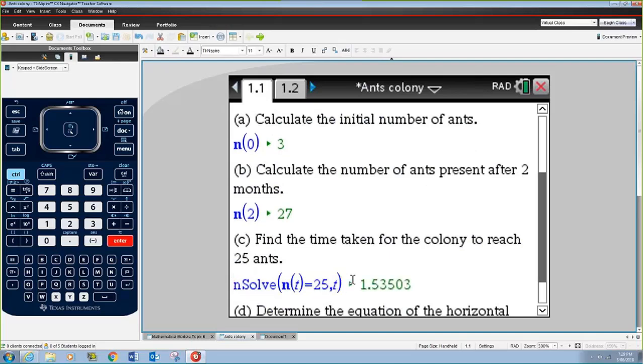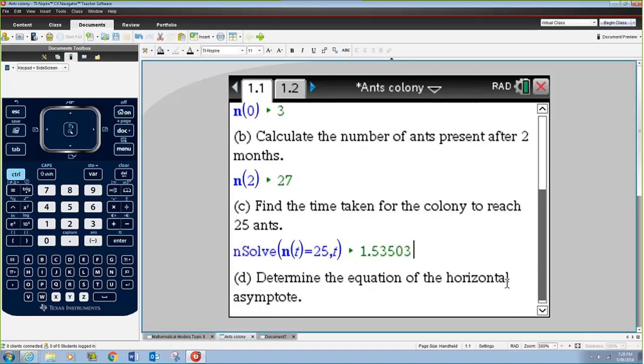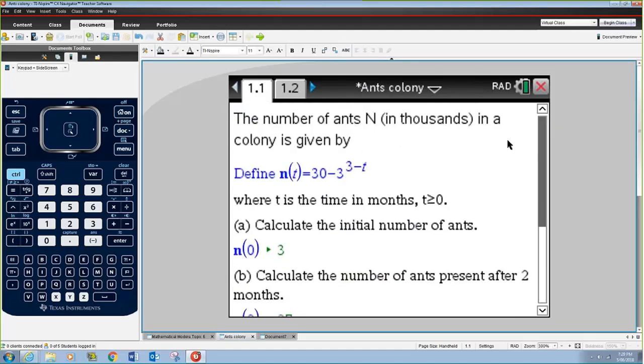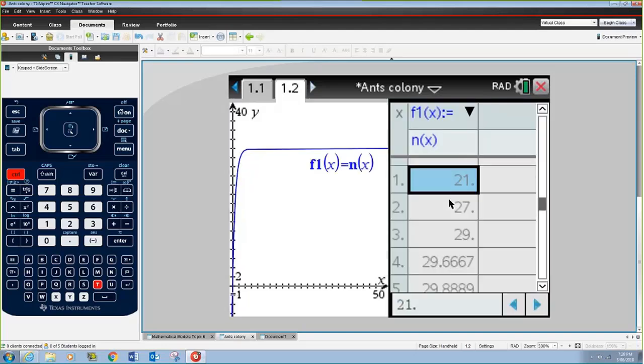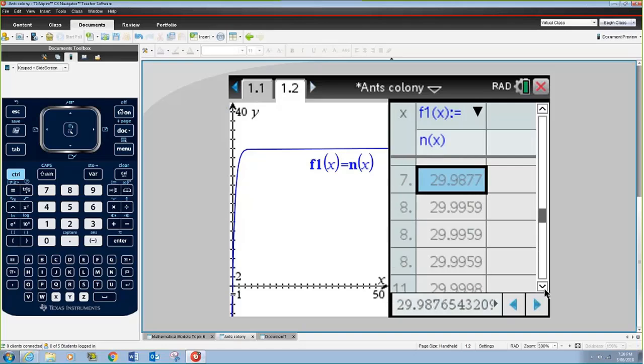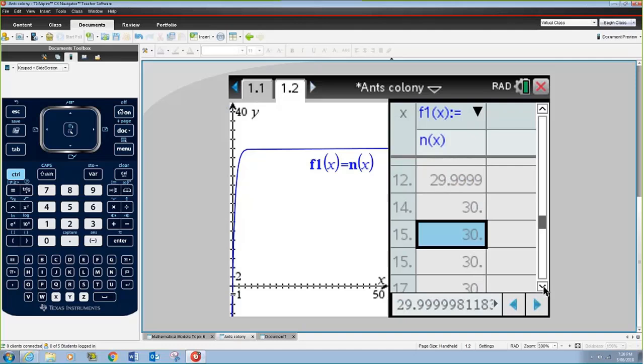And then the last question here is to determine the equation of the horizontal asymptote. Again, many students will struggle a bit seeing it from here, but if we sketch the graph, they could do two things. They could guess it's 30, or again, they could use the table, and if we scroll down, clearly we see that this number will not go over 30.